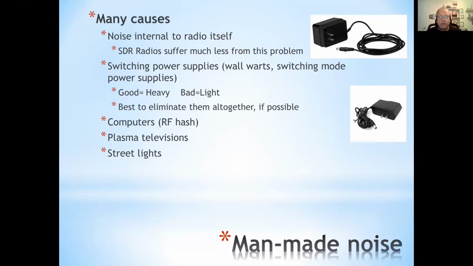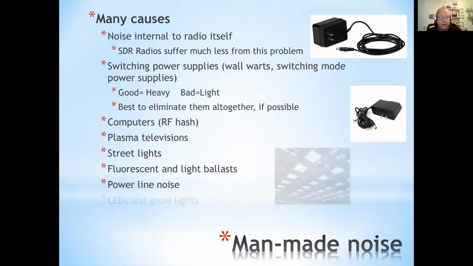That's the advantage of having a Yagi, is that you can sometimes eliminate noise just by having a good directional antenna. And we're going to talk a little bit about that later. Fluorescent lights and fluorescent light ballasts, right? Those are very common noise sources. Power line noise, that's one of the problems that I have here. We're going to talk about that a little bit later, ways you can mitigate power line noise.